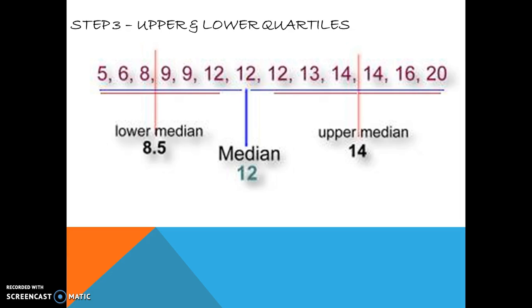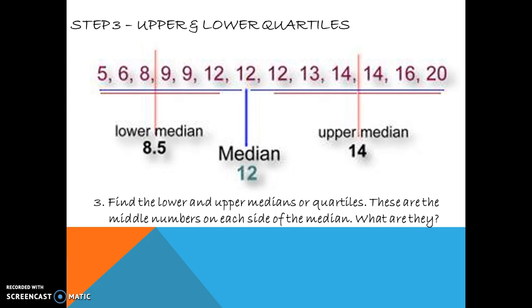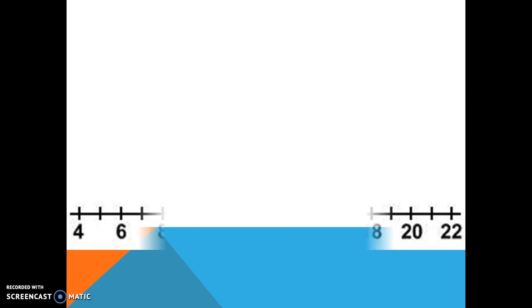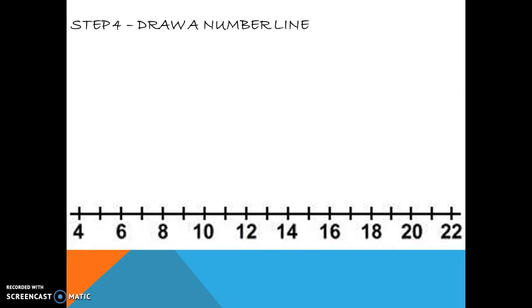So each section now has 6 numbers in it, so this gives me an even number of numbers. So the bottom half is an 8 and a 9. Add those together, divide by 2, you get 8.5. The upper section has 2 14s in the middle, so add them together and divide by 2. Now I'm ready to actually draw my box and whisker.